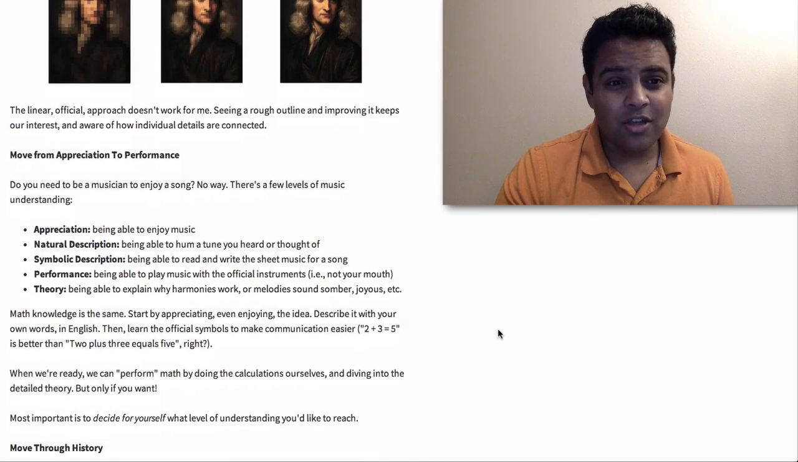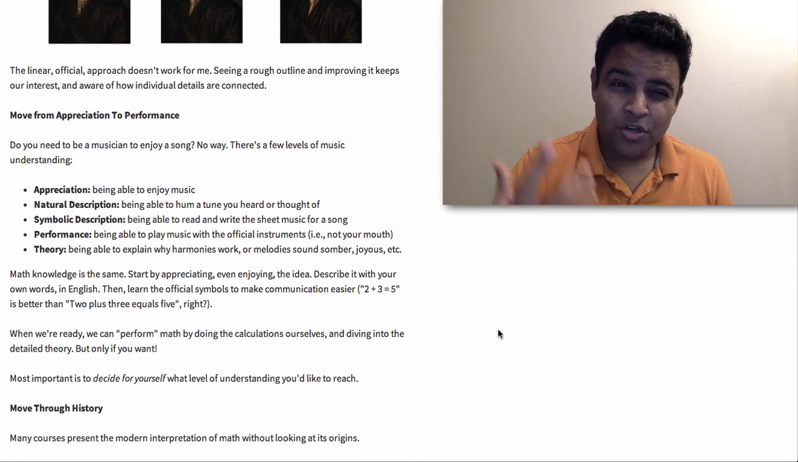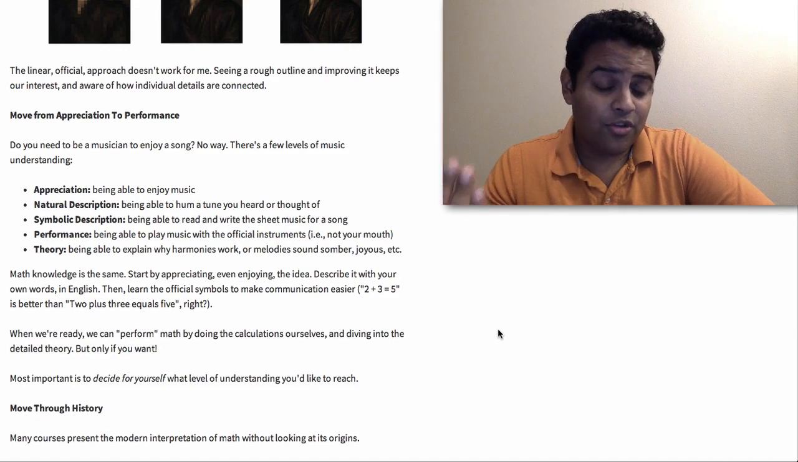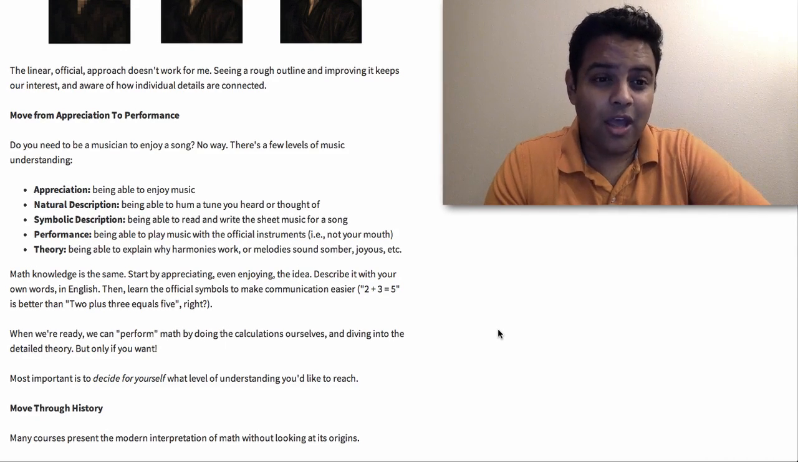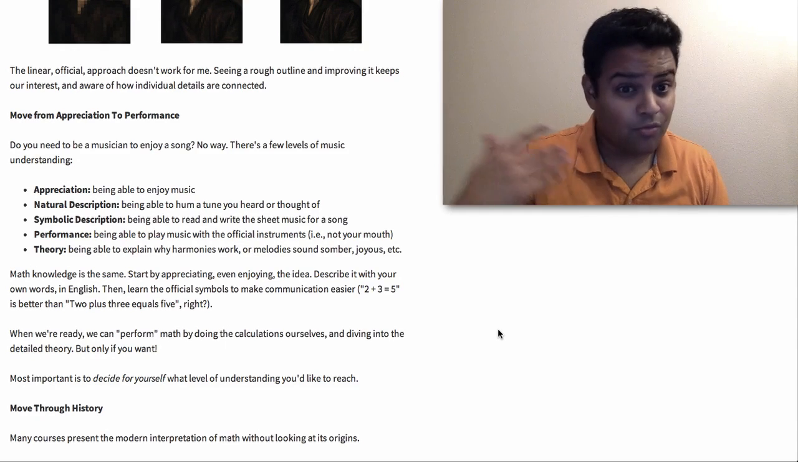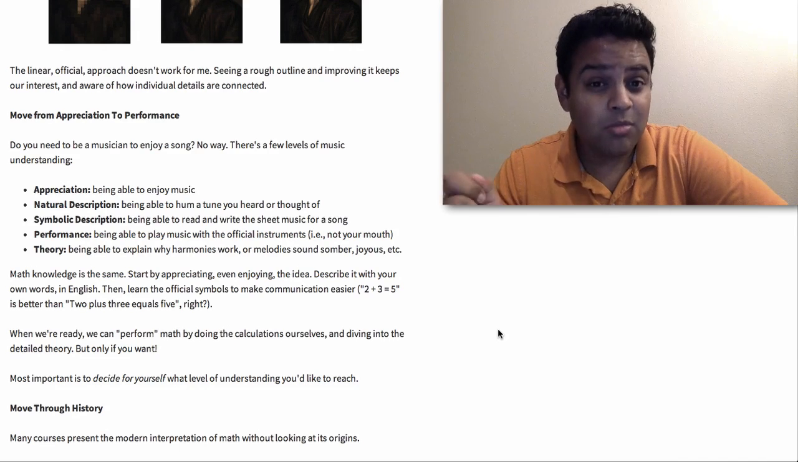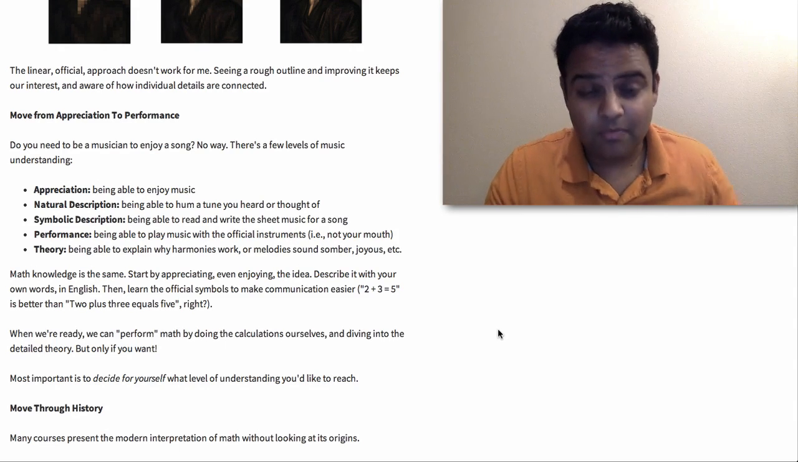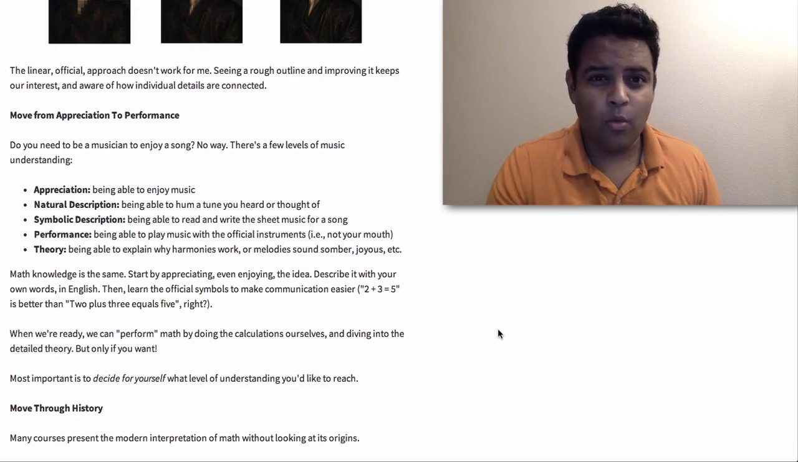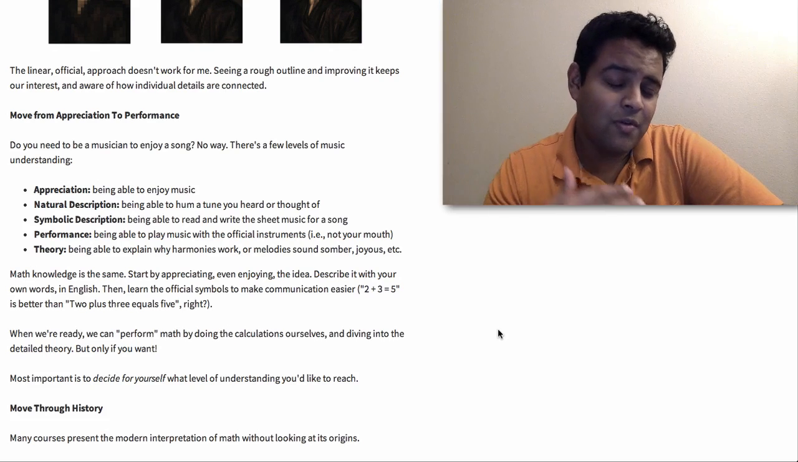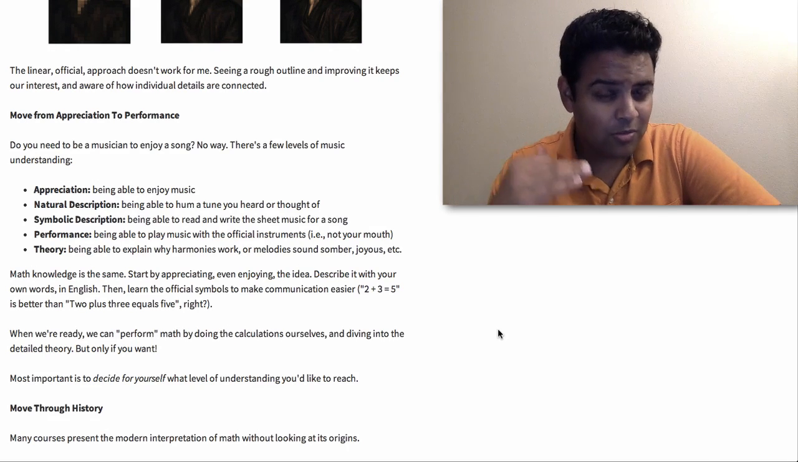The next is understanding the difference between appreciation and performance. So, for example, with music, we understand there are different levels of knowing music, right? I can just know rock and roll. I can recognize it, or I can describe it, or maybe I can even write down the sheet music for it, or I can play it, or I can even talk about the theory about why rock and roll sounds like rock and roll, or why sad music sounds sad, or how harmonies work. And there are different levels of understanding, and we don't have to go to the deepest level.